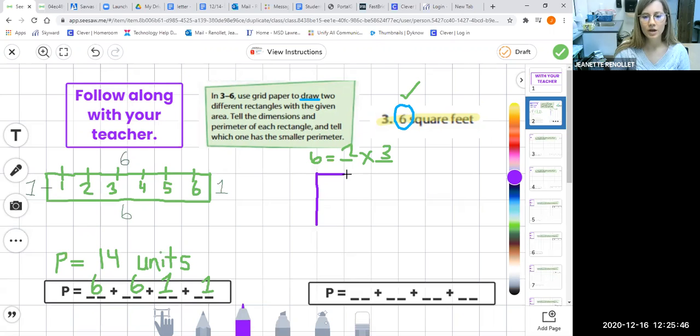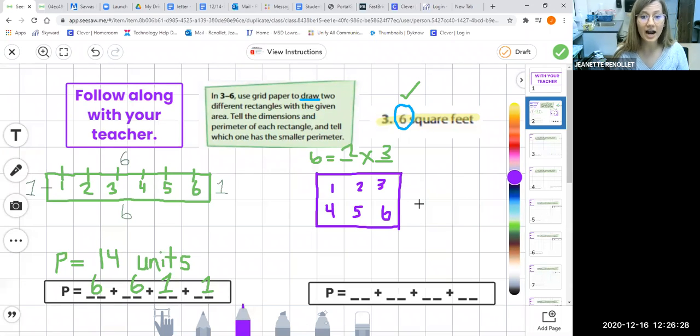1, 2, 3. Then I'm going to do the same thing at the bottom, counting over 3 square units in each row. 1, 2, 3. Then I'm going to close off my rectangle. I'm going to count to make sure this one has 6 square units. 1, 2, 3, 4, 5, 6. Perfect. We did it correctly.